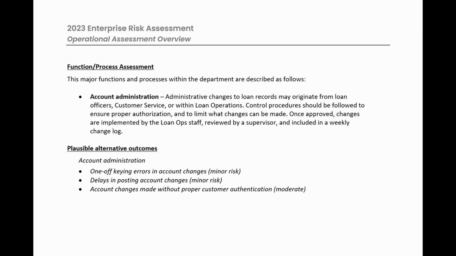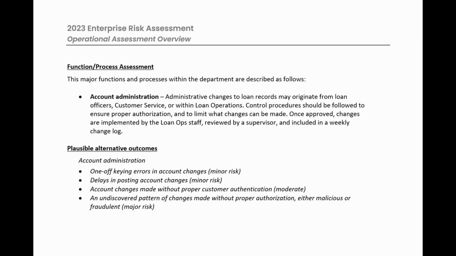Now we're into some more moderate territory because that's something that really could have some notable implications. Or there could be an undiscovered pattern of changes made without proper authorization, whether malicious or fraudulent or just ineptitude. This really could result in a major risk if this is something that goes on for a while without being discovered.